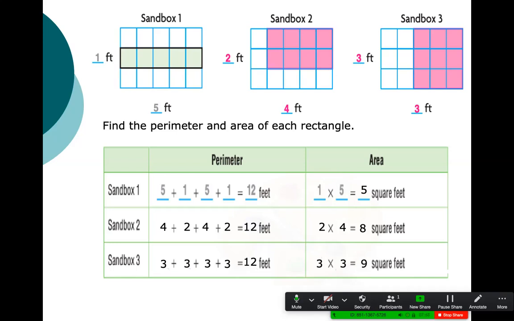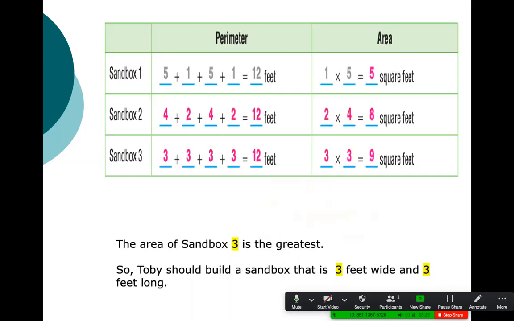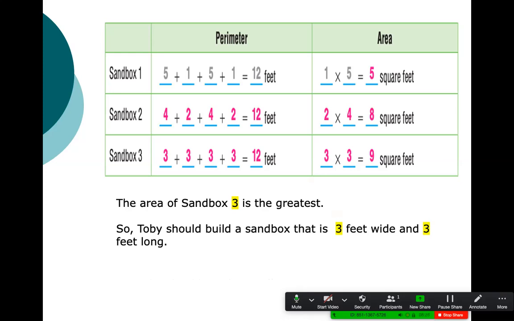Now, I want you to recall the problem yourselves. What did they ask us for? They asked for a rectangular sandbox having 12 feet as perimeter and the largest possible area. So can you please tell me which sandbox would meet the given criteria? Yes, you're completely right. It is sandbox 3. Why? Because the area of sandbox 3 is the greatest. So Toby should build a sandbox that is 3 feet wide and 3 feet long.